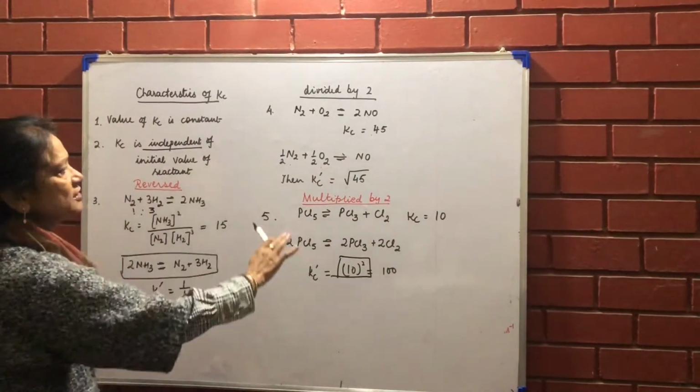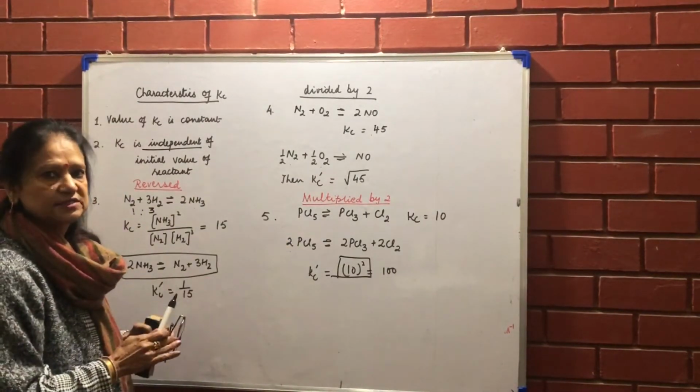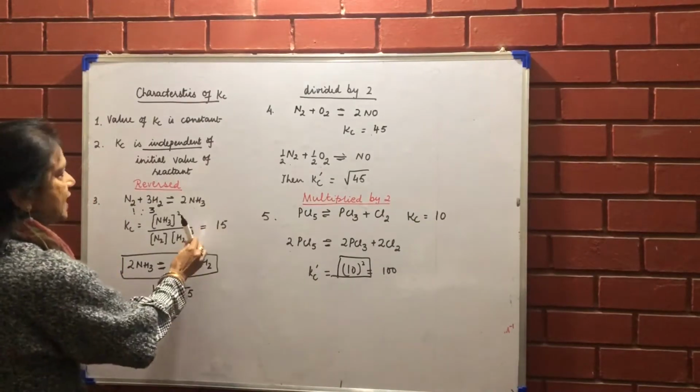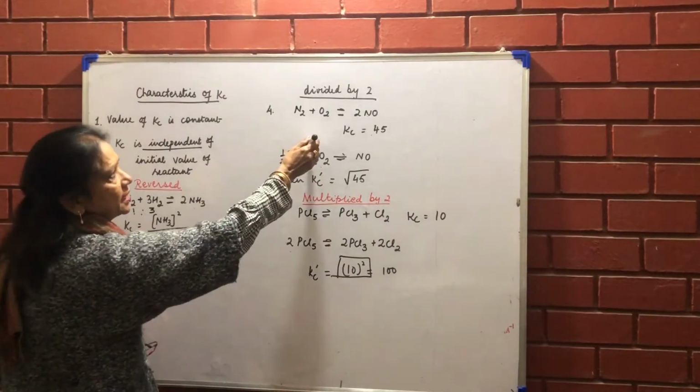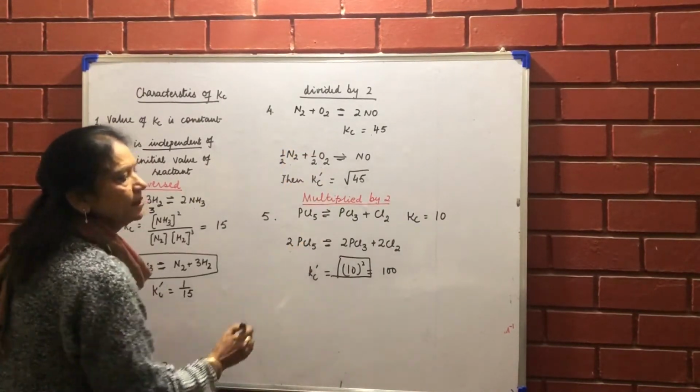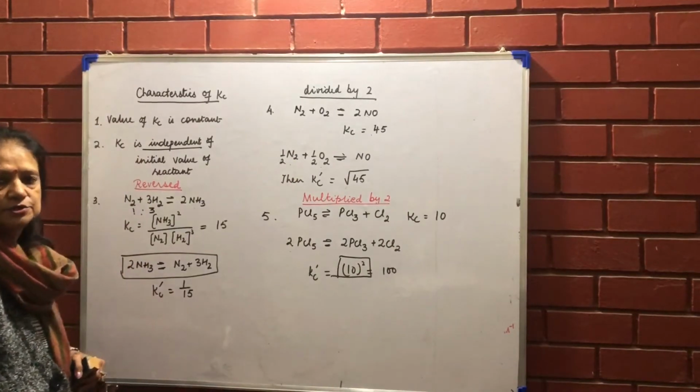So there are different situations in which the Kc value can change. Either I can reverse this equation, I can divide the equation by 2, or I can multiply the equation by 2.